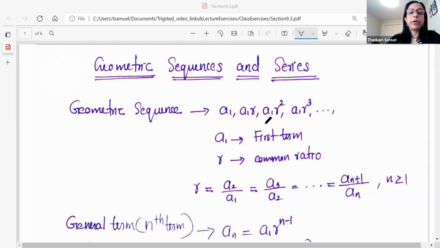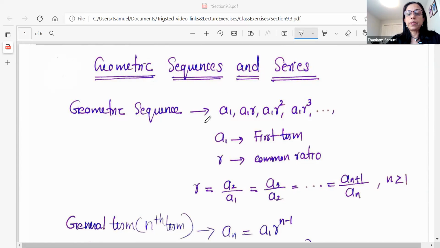Hello, today we are going to cover the section Geometric Sequences and Series. Let's look at some important concepts regarding geometric sequences and series.